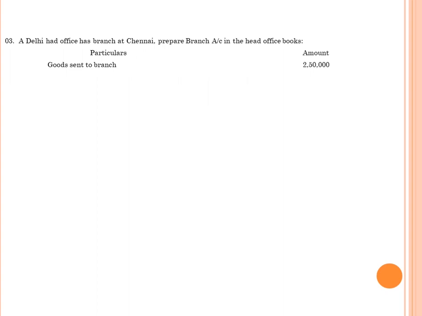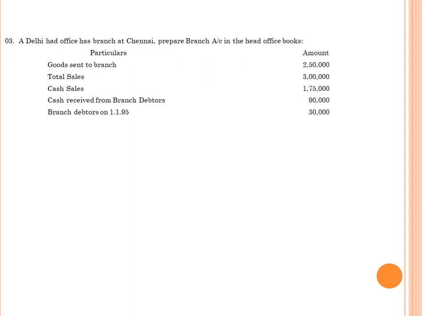Goods sent to branch 2,50,000. Total sales is given 3 lakh. Cash sales is given 1,75,000. Cash received from debtors 90,000. Branch debtors at the opening 30,000. Branch stock at the opening 9,000. Branch stock at the end 15,015. And with the help of this information we are going to prepare the branch account.